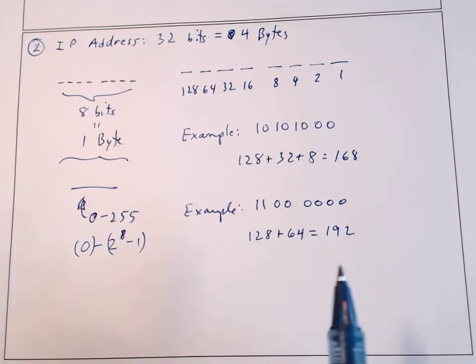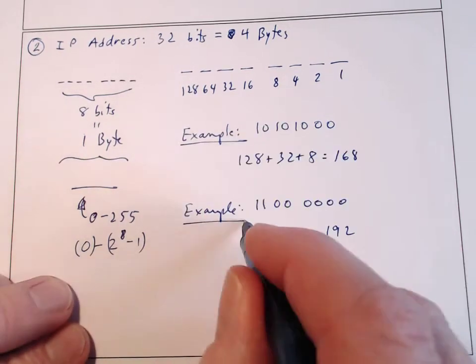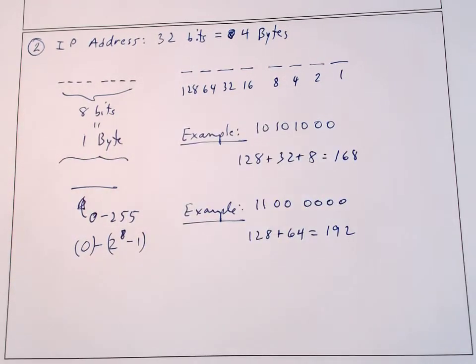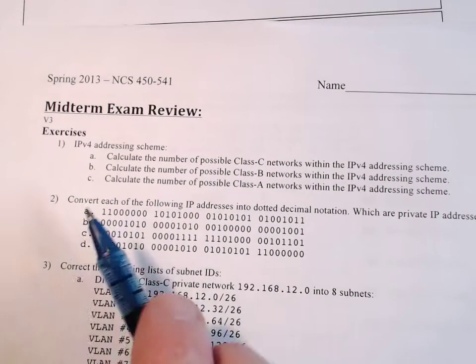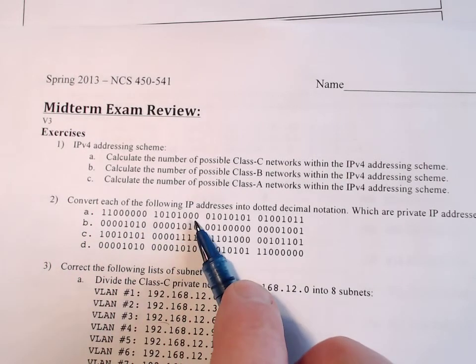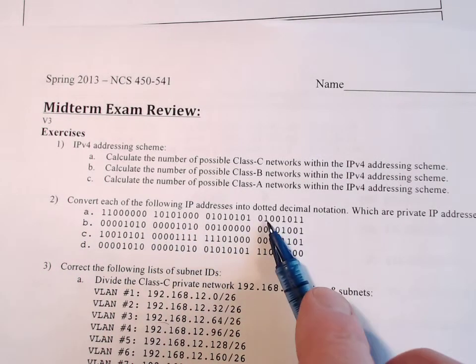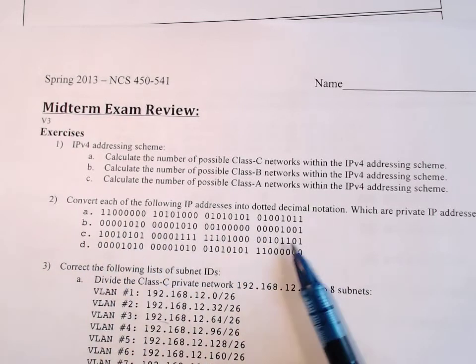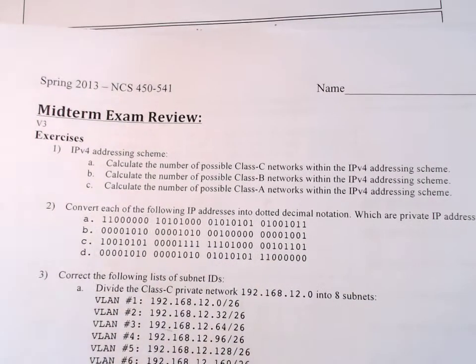So that's just a quick reminder on the binary to decimal. And so, for example, in part A here, this is a 192.168.whatever, and it's maybe tedious to figure these things out, but it's very straightforward.